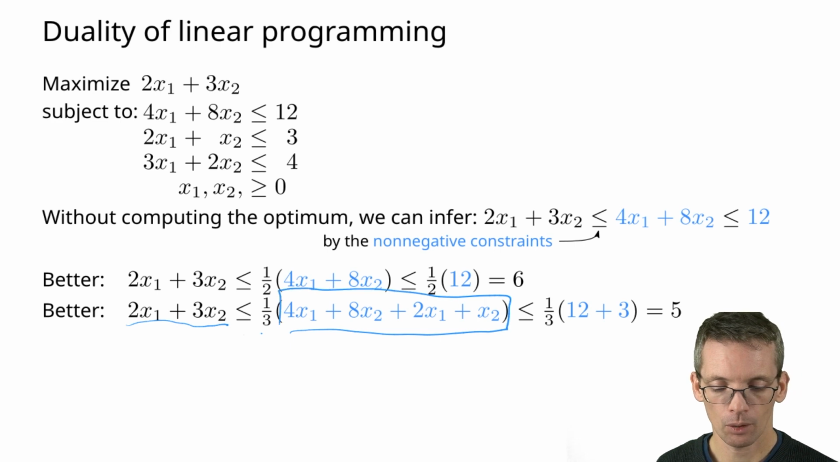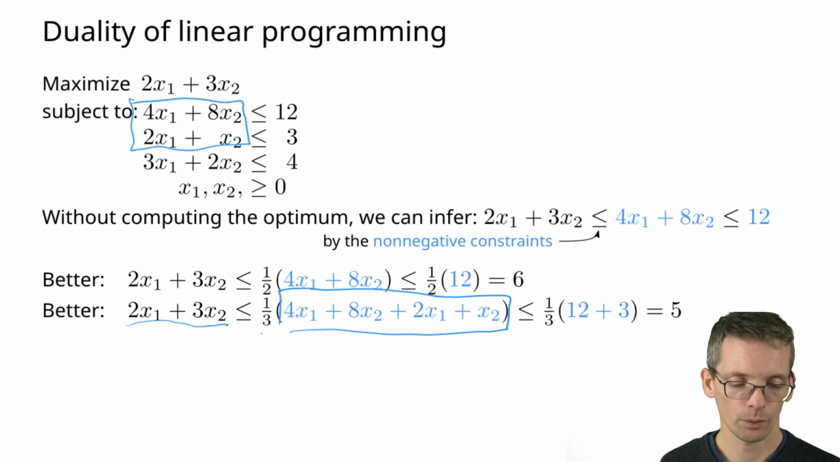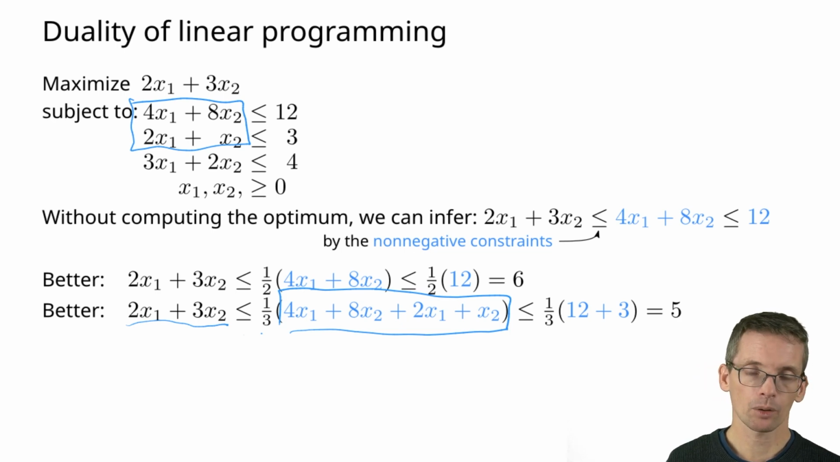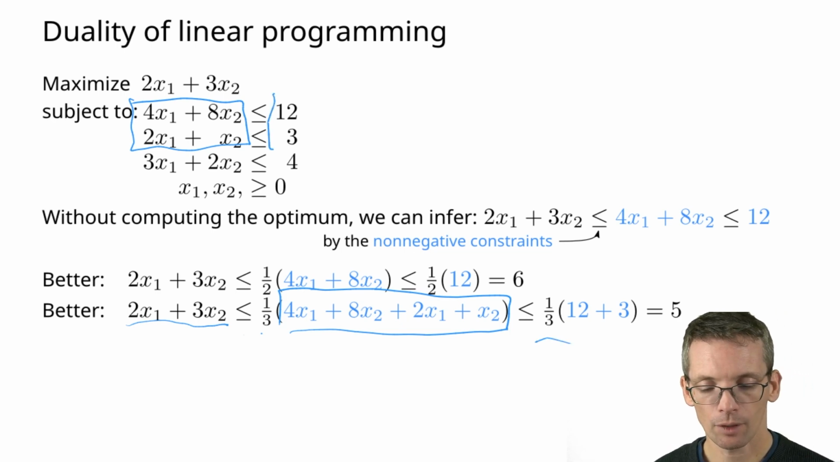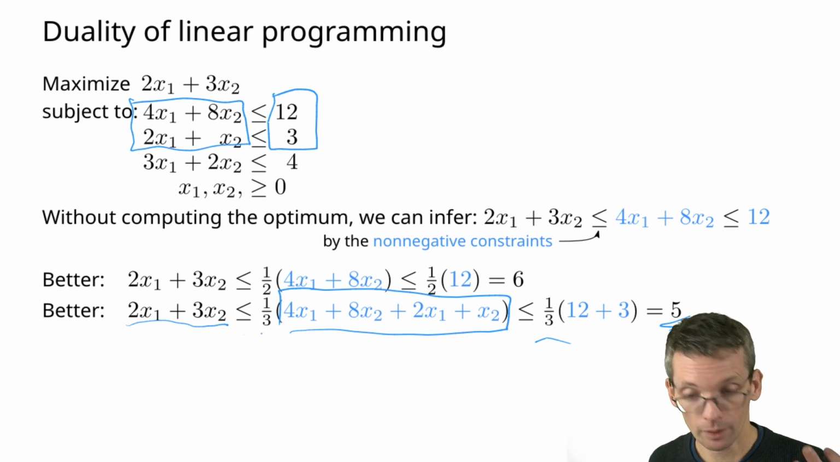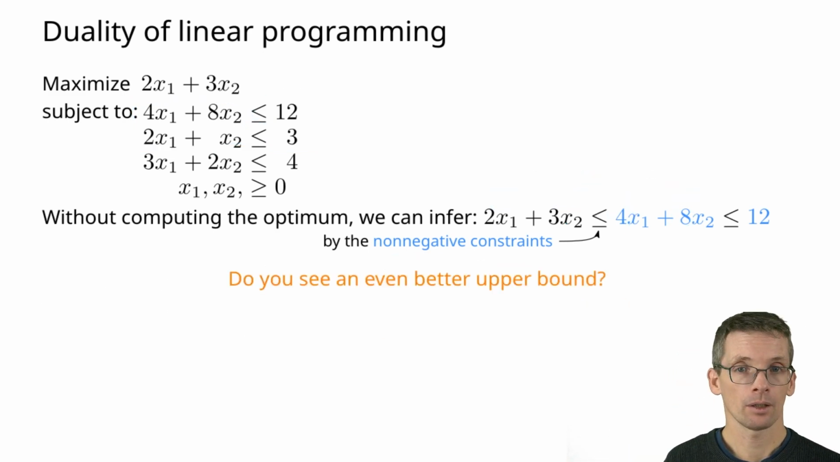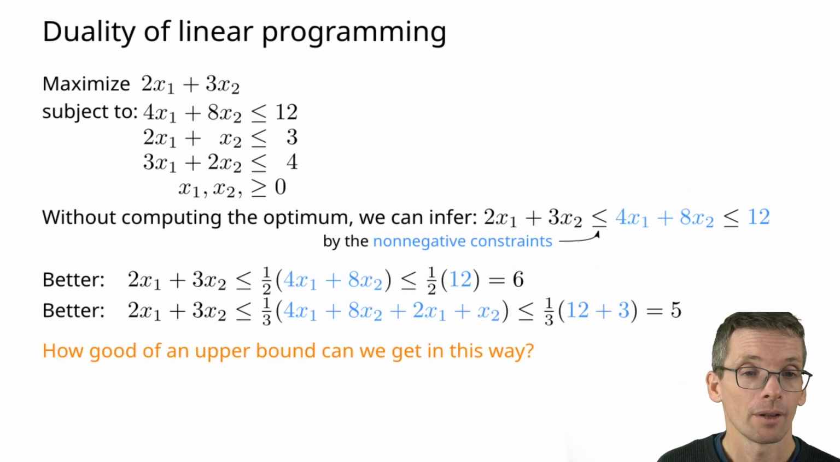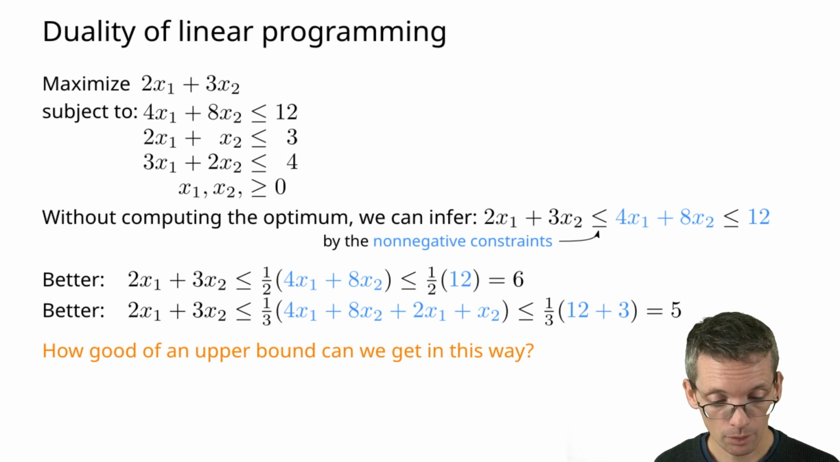And this is now the sum of the left-hand sides of the first 2 constraints. This I can bound by 1/3 and then the right-hand sides, so 1/3 of 12 plus 3. So 15 divided by 3 is 5. So now we already have a better bound of 5. Of course, we are interested in whether this is optimal or whether we can do it even better. Let's make this more precise and formalize what we were doing here.